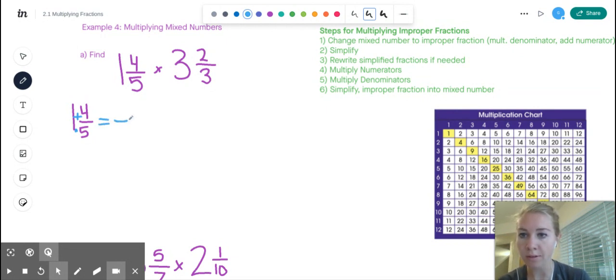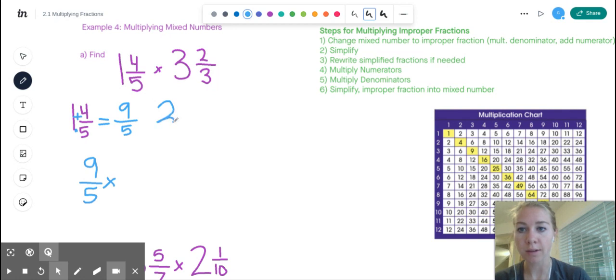The first thing I'm going to do, though, is write down the denominator because the denominator stays the same. It's still going to be 5 on the bottom. Okay, so multiply the denominator. So 5 times 1 is 5, plus 4 is 9. So 1 4/5 has turned into 9/5. I'm just going to write this down below because we're going to be multiplying that here in just a second. But first we need to change our other mixed number into an improper fraction.